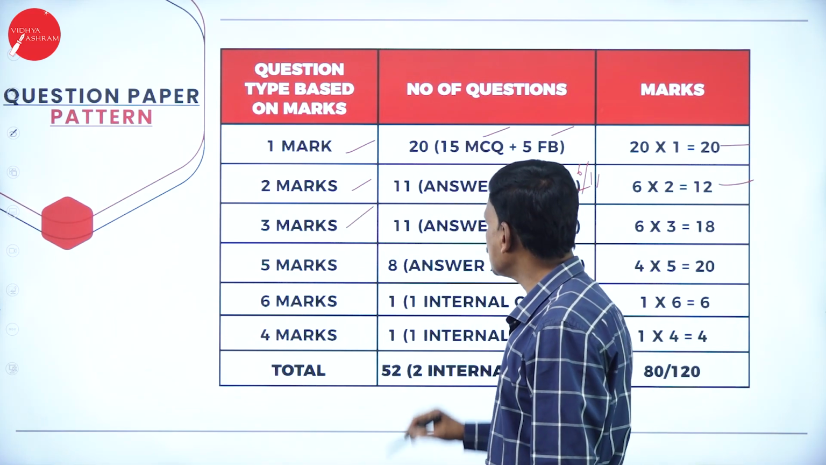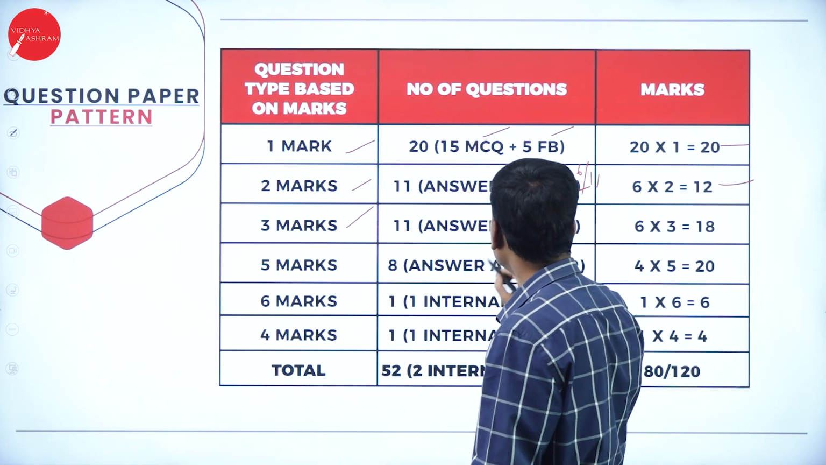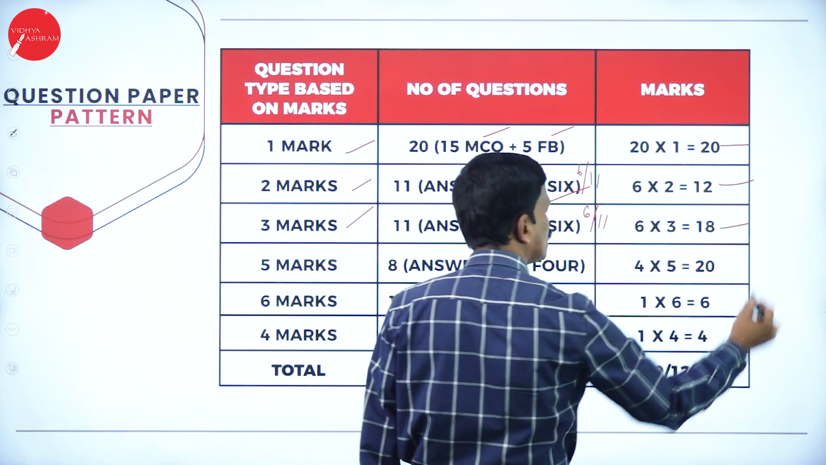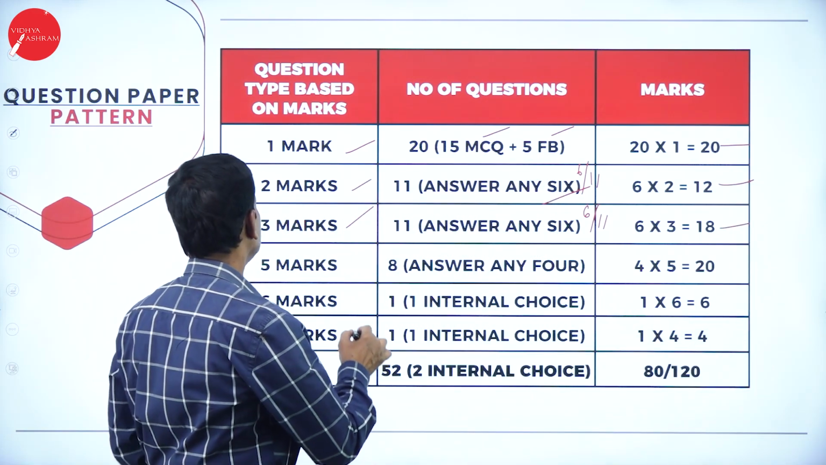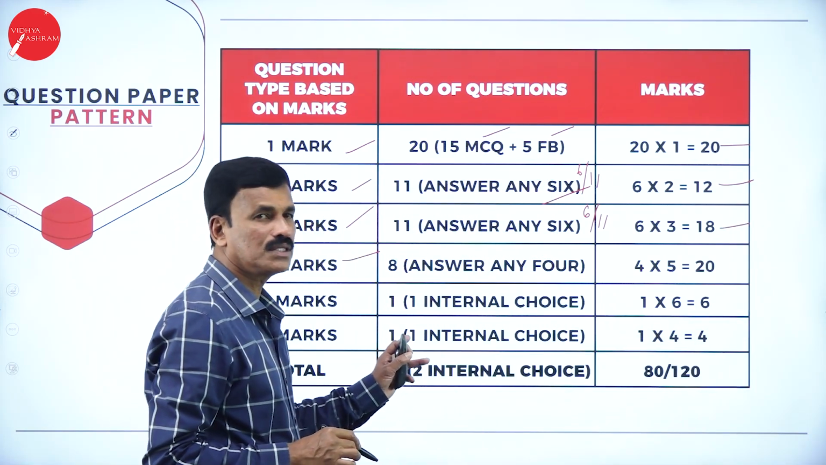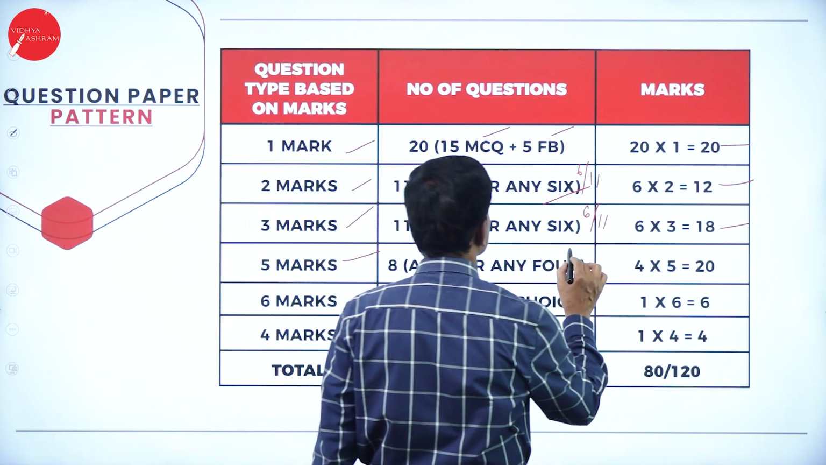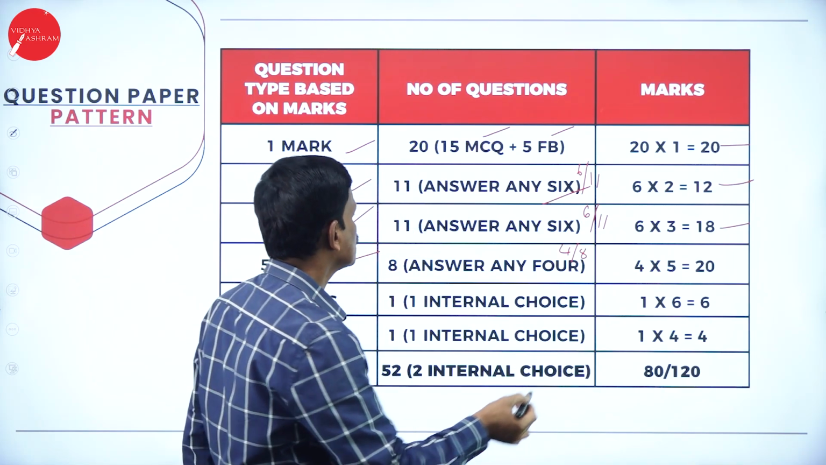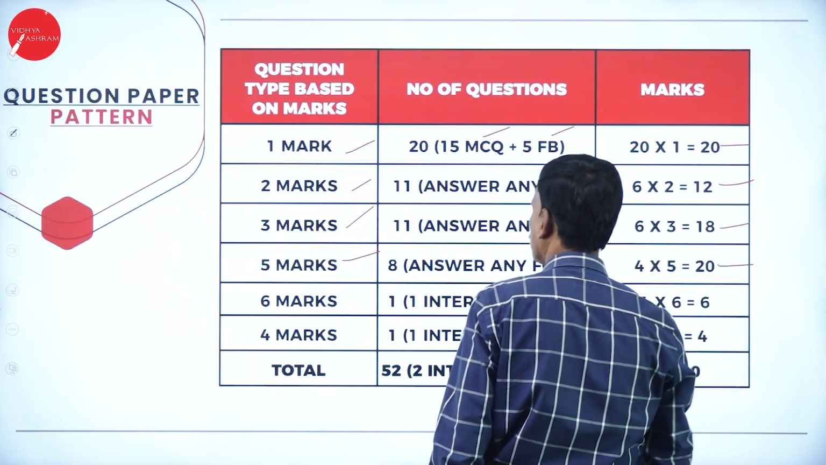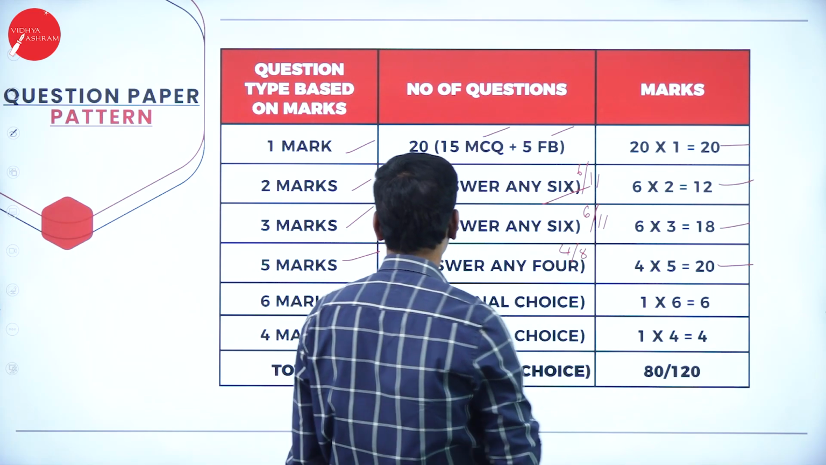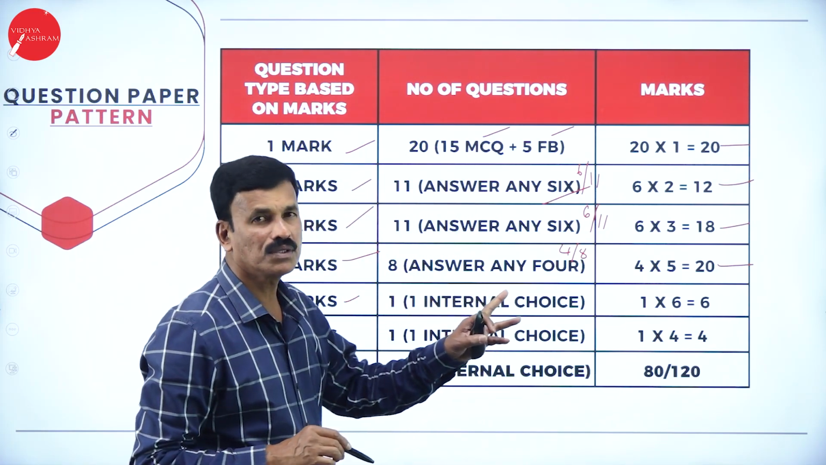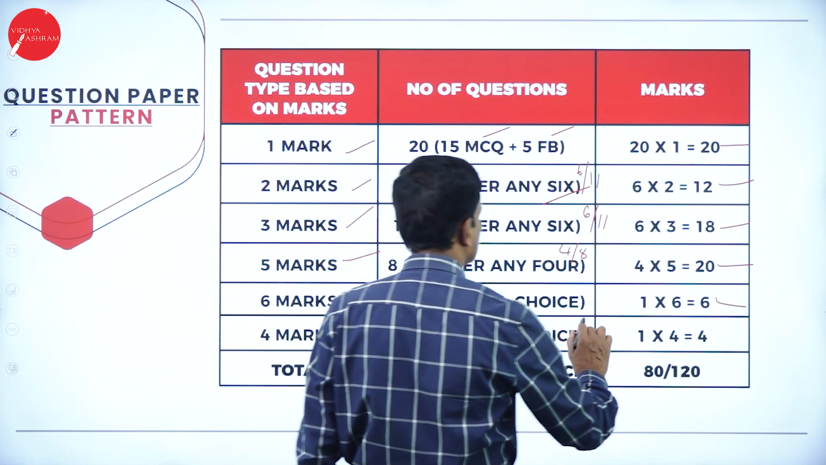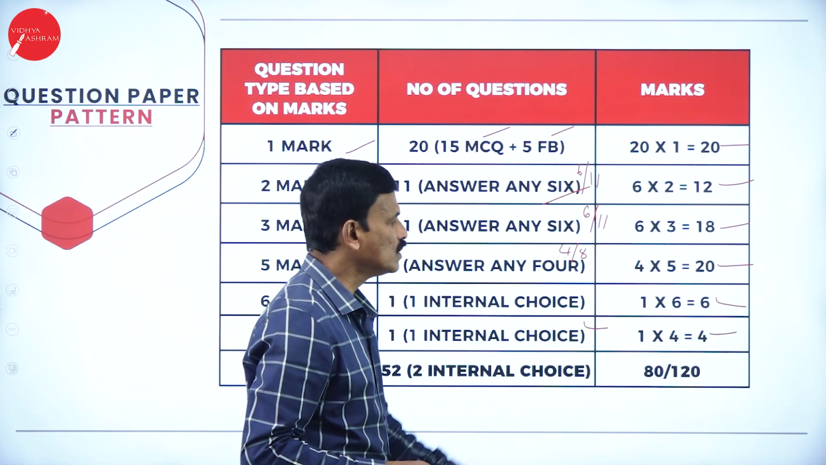Similarly, 3-mark questions, 11 questions will be there. Any 6 out of 11 you are going to answer, 6 3s are 18. And for 5 markers, 8 questions will be there. In this you are going to answer 4, 4 out of 8, 4 5s are 20. And for 6 marks, 1 question with internal choice, 1 into 6 is 6, and similarly 4 marks 1 question with internal choice, that is 4. 6 plus 4 is 10.